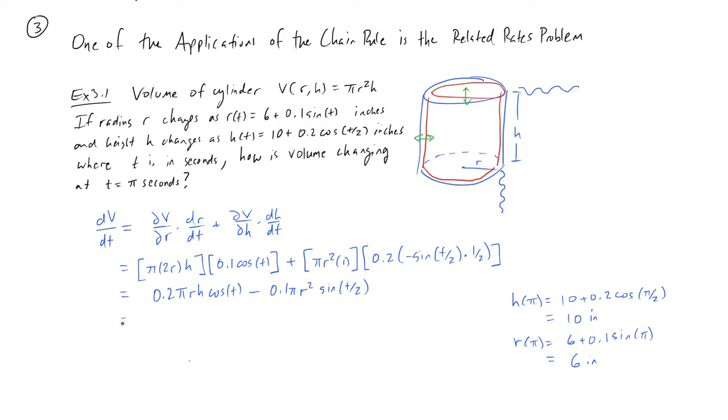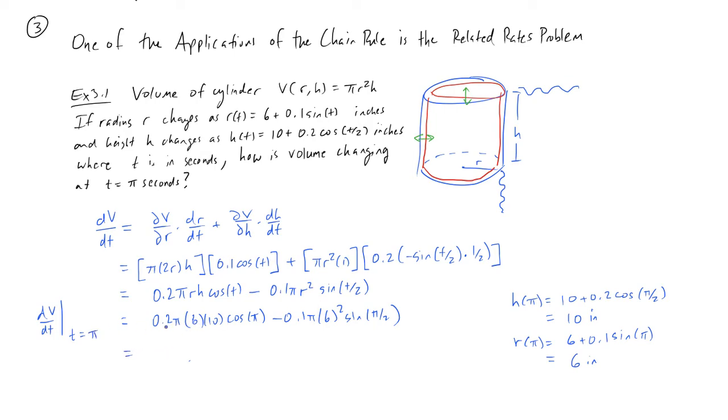So then we're going to plug in those numbers for r and h, 6 and 10. And we're going to plug in pi for t. So this is the derivative evaluated at the point t equals pi.